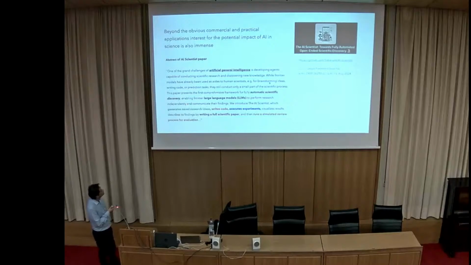This paper presents the first comprehensive framework for fully automatic scientific discovery, enabling frontier large language models to perform research independently and communicate their findings. We introduce the AI Scientist, which generates novel research ideas, writes code, executes experiments, visualizes the results, describes its findings by writing a full scientific paper, and then runs a simulated review process for evaluation.